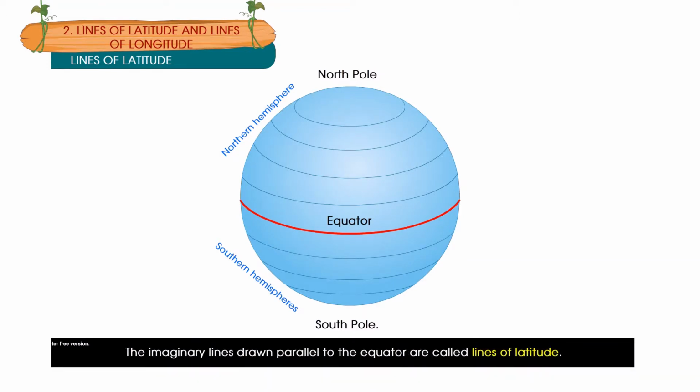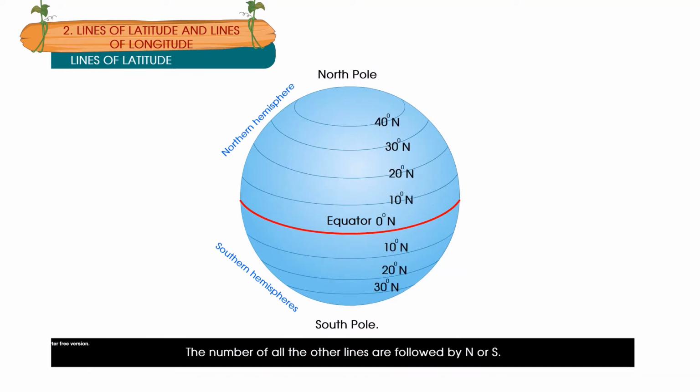The imaginary lines drawn parallel to the equator are called lines of latitude. These lines are given numbers starting with the equator, which is at 0 degree. The numbers of all the other lines are followed by N or S. The letters N or S tell us whether the line is in the Northern Hemisphere or the Southern Hemisphere. Thus, the North Pole and the South Pole are 90 degrees north and 90 degrees south respectively.